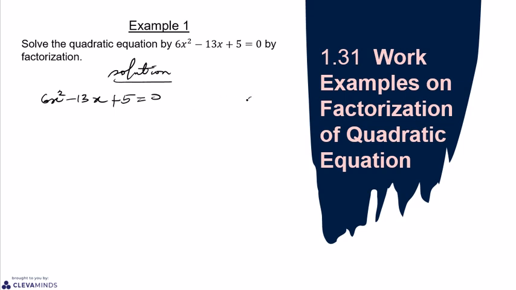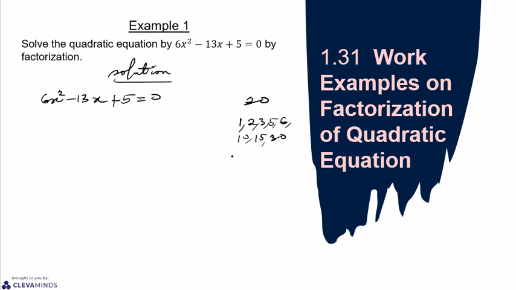That gives us 30. So let's determine two factors of 30 whose sum will give us minus 13. What are the factors of 30? 1, 2, 3, 5, 6, 10, 15, and 30. These are the factors of 30.